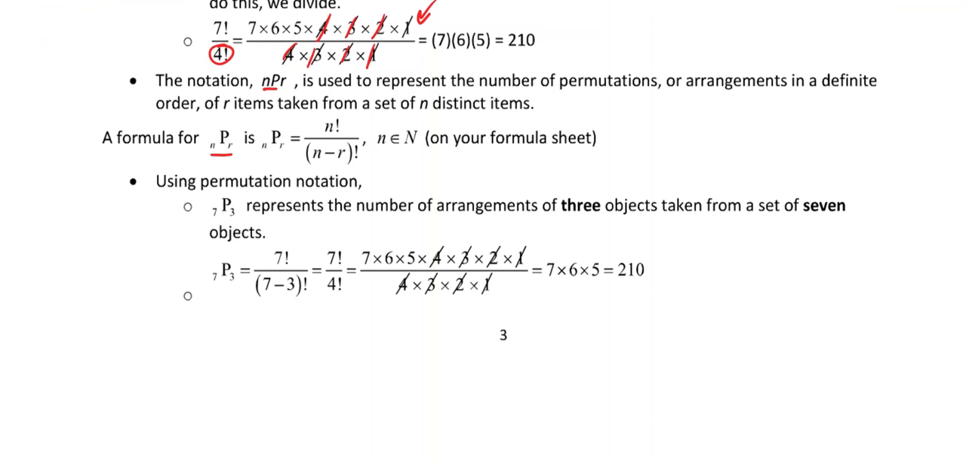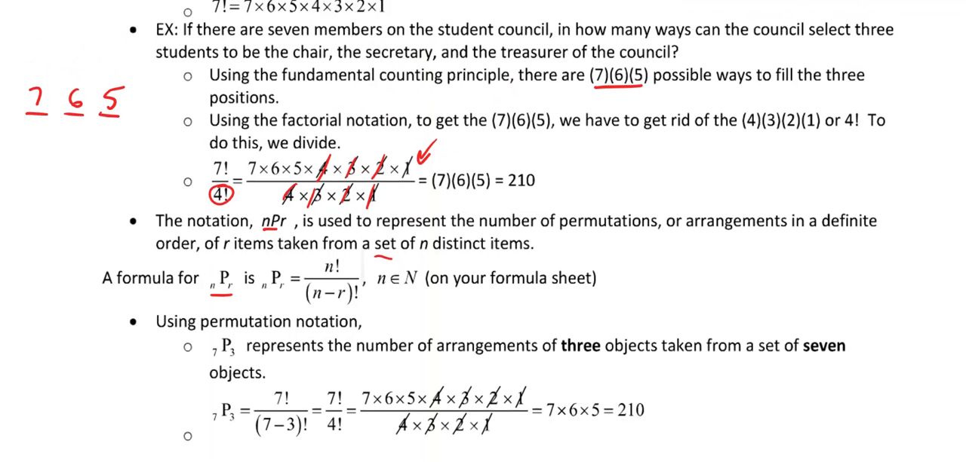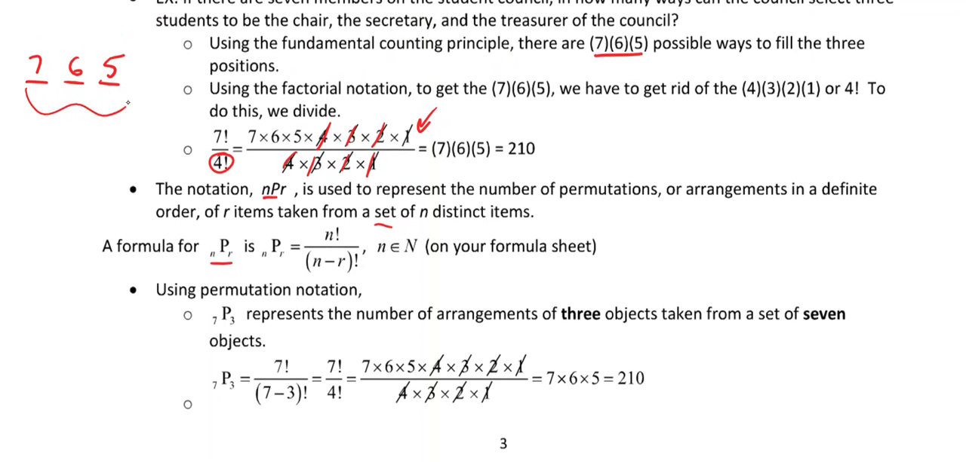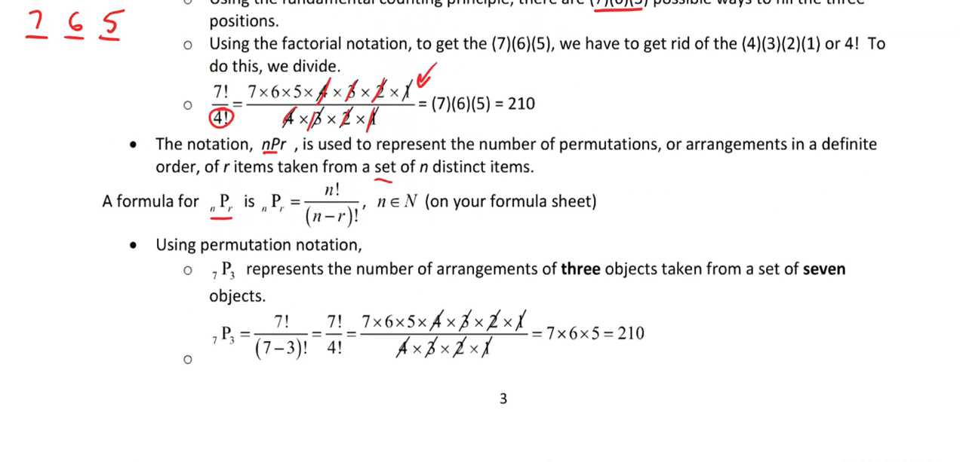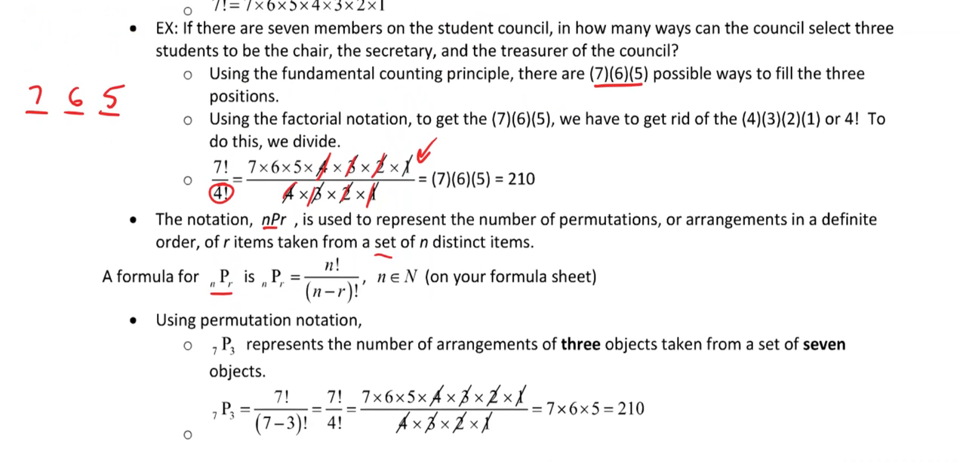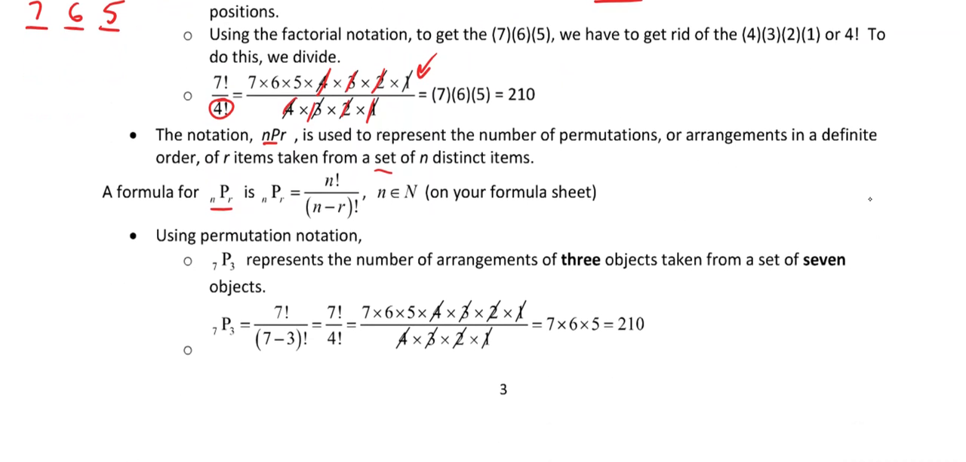Where R represents the items taken from the set, right? So that's going to be, in this case, 3. And N is where you start. A good way to remember this, like in our situation, we've got, let's say, 7 different members. I would think about it this way and say, okay, of the 7 members, we're going to pick 3, right?